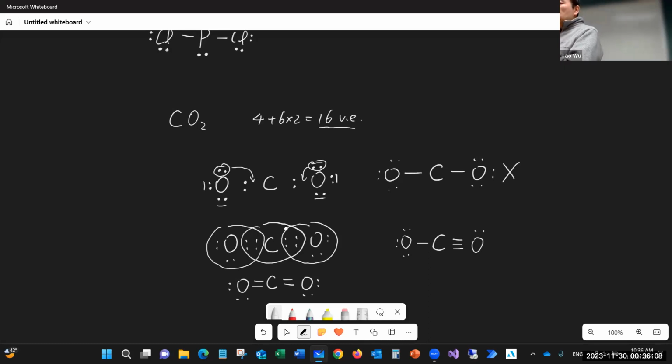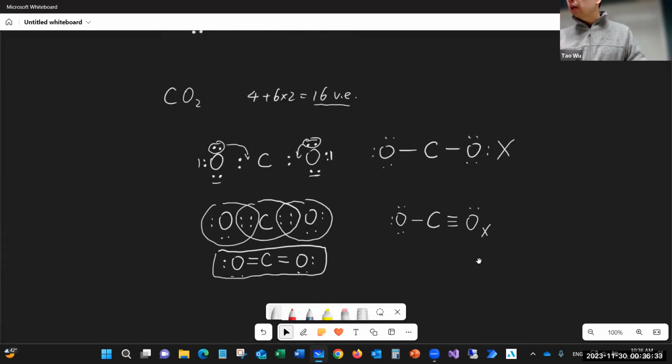Just to let you know, this one is the correct structure, but this one is not. This one still follows the rule, but it is not a correct structure. In nature, they are not going to make this structure. This structure is not stable.